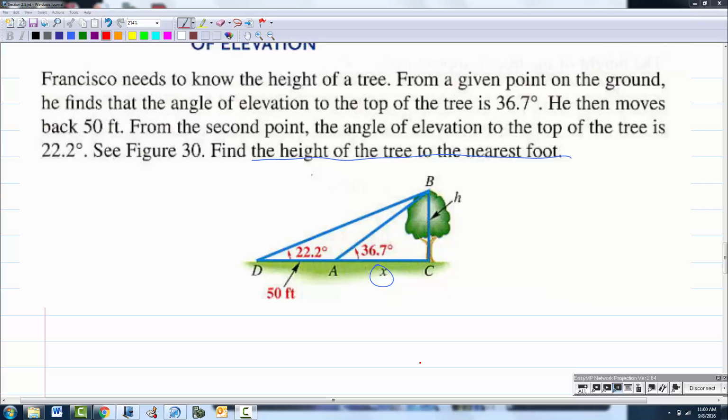Francisco needs to know the height of the tree. Anyone know the movie? No. Elf, nicely done. From a given point on the ground, he finds the angle of elevation to the top of a tree is 36.7. So he starts here, and the angle of elevation is 36.7 degrees to the top of the tree.